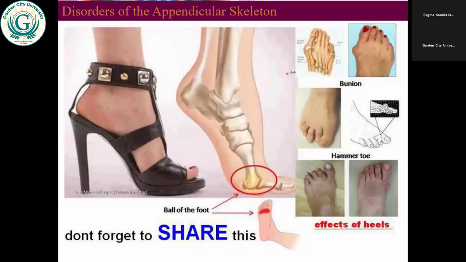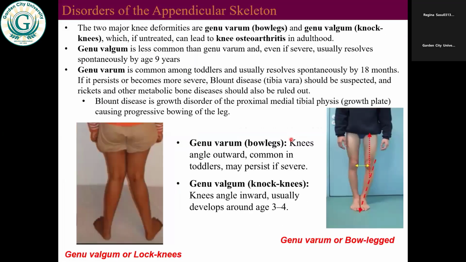I saw something about what was it? This bow-legged thing. What is it? So I was talking about the major knee deformities. Genu is your knee. So genu varus is this one here. Look at the distance between here. That's why the knee angles outward. But this one is what? Inward. Now, the genu valgus, this one here, is less common.